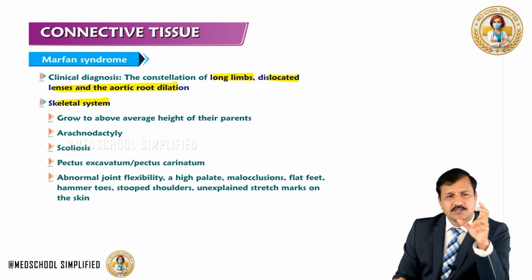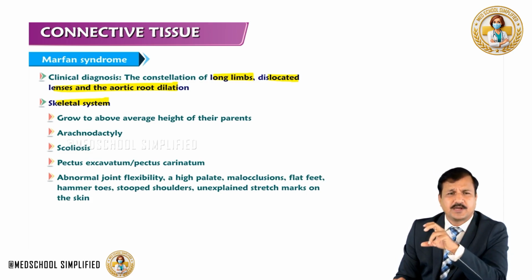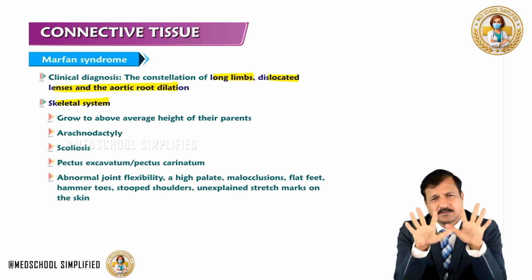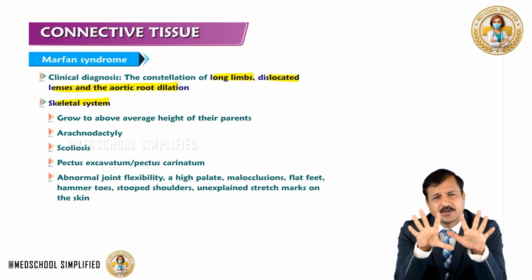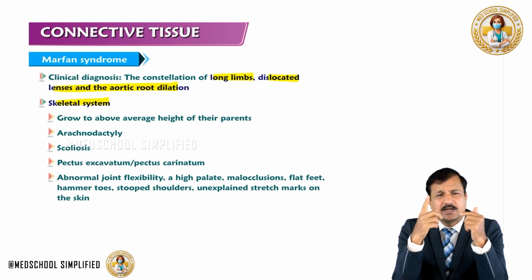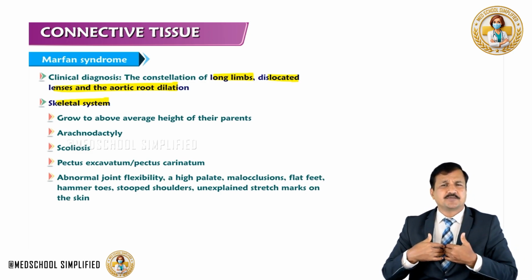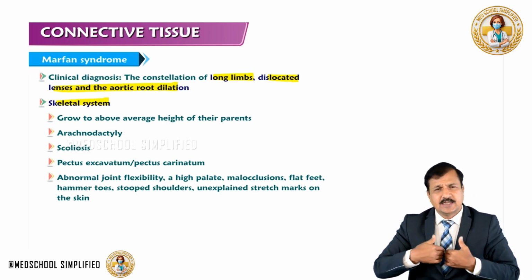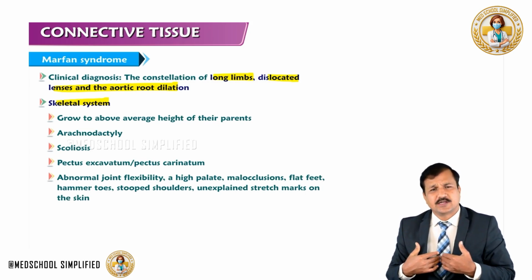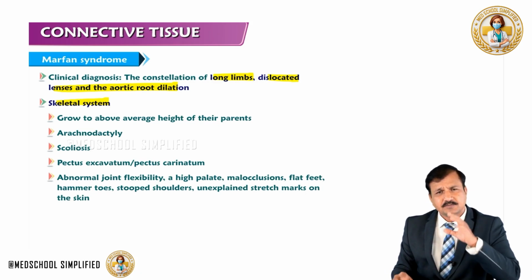Let's look at the skeletal abnormalities that are found in Marfan syndrome. Usually Marfan syndrome patients grow to above the average height of their parents. These patients will have arachnodactyly, meaning long slender fingers which are referred to as spidery fingers. They will have a change in the curvature of their spine called scoliosis. They will have changes in the chest, either indented or protruded, called pectus excavatum or pectus carinatum.